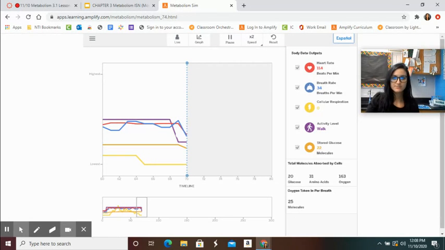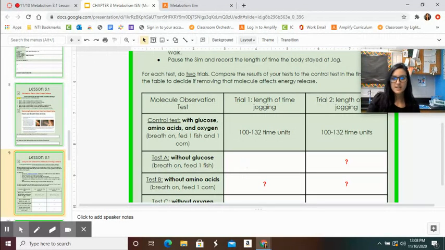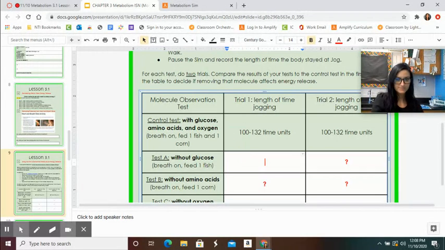And boom. We can see this little line here. That is the point where they stop jogging. And so that was about 70. So I'm going to go to my chart, and that was 70.